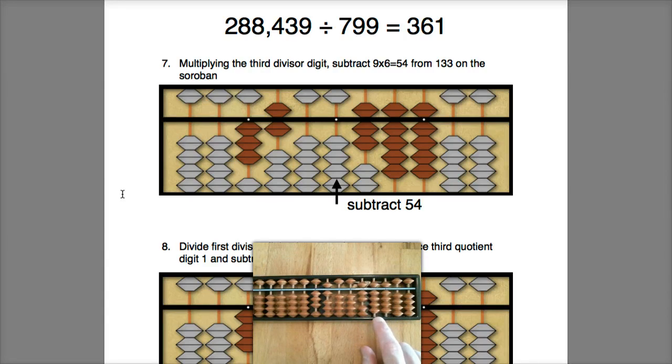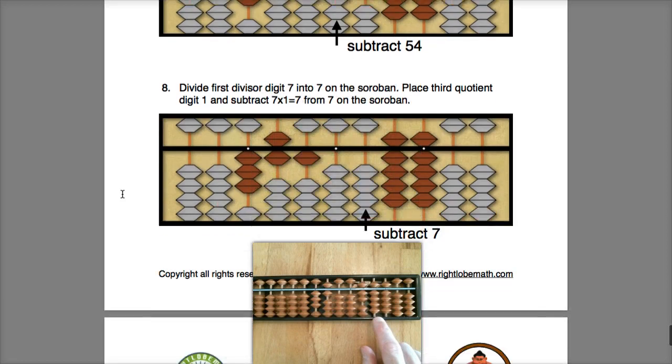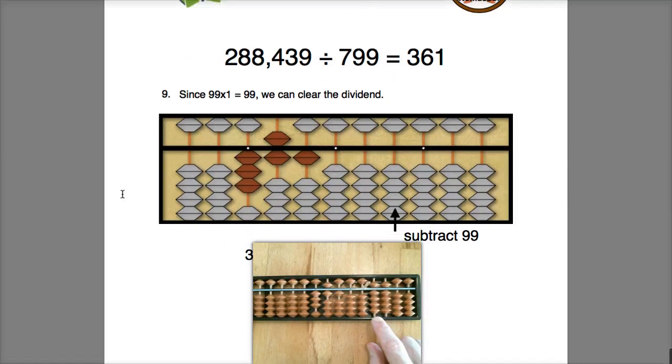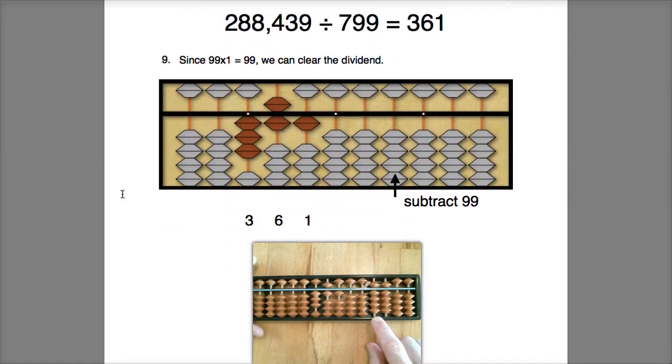Now I'm going to go back to my first divisor digit, and divide the 7 into the 7. That goes one time. I'll clear that 7, and then I can see that here I have 2 9s. 99 times 1 is 99, so I know I can just clear that 99, and I have a final answer of 361.